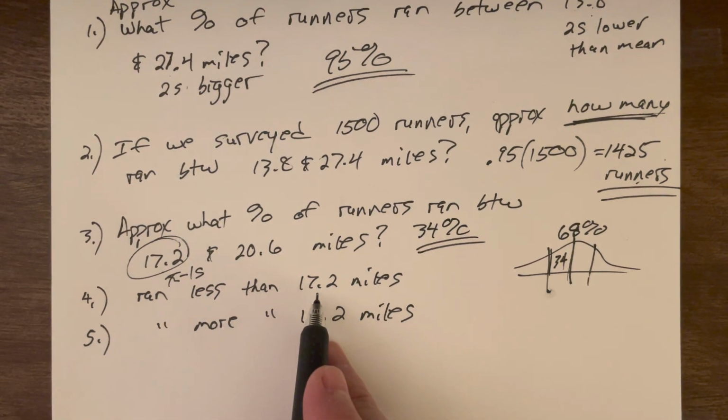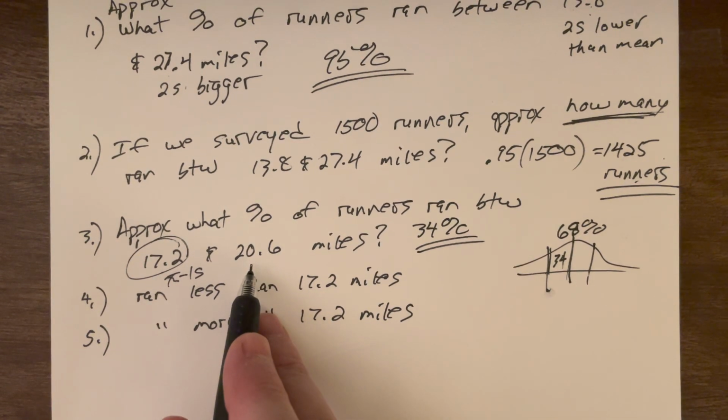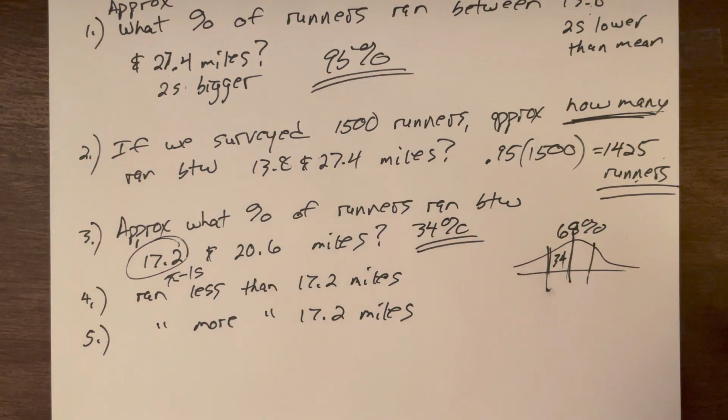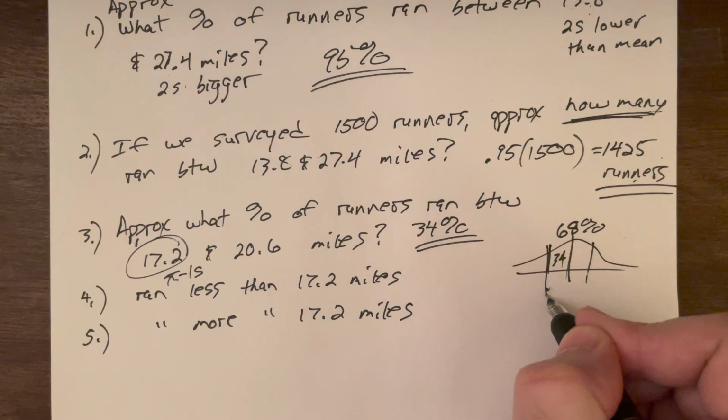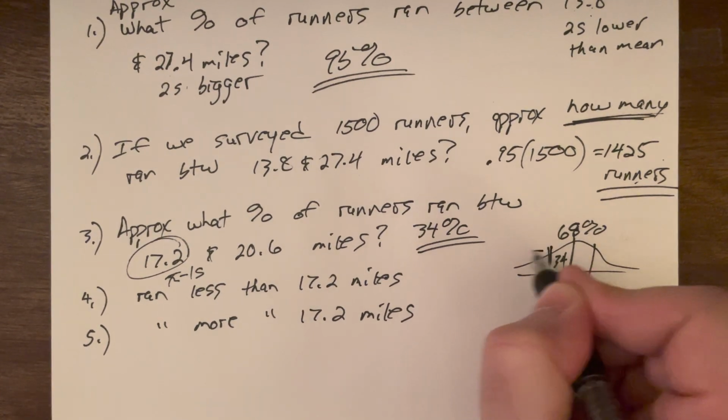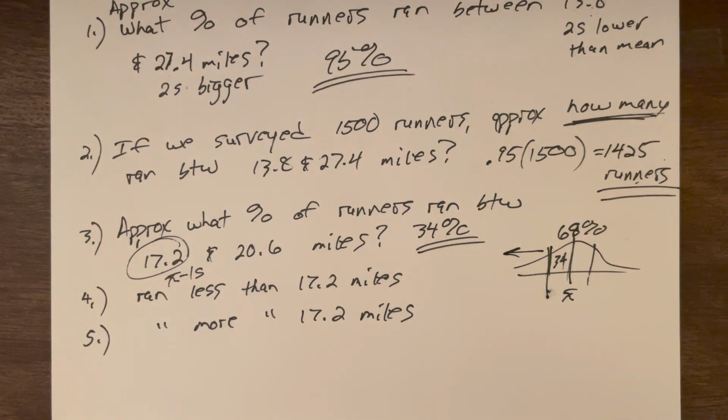Number 4, now you're not even getting 2 values. So now this less than, more than, you're looking at which tail, which way am I going? 17.2, well, that's 1 standard deviation lower than my mean, and I want everything less than that. So again, a couple of different possibilities.